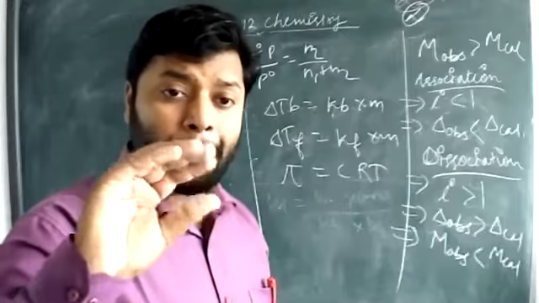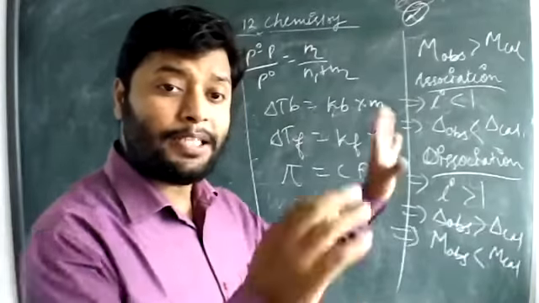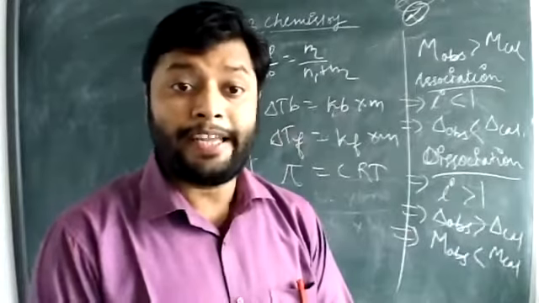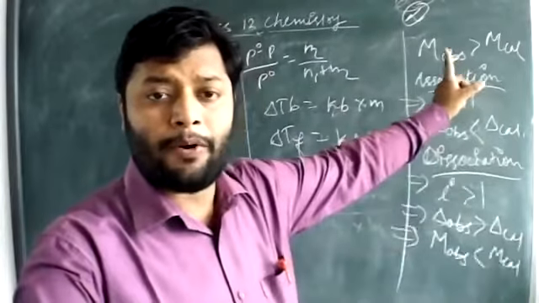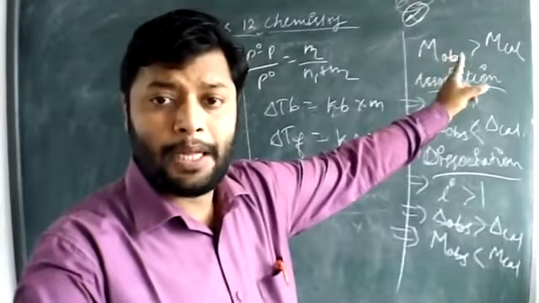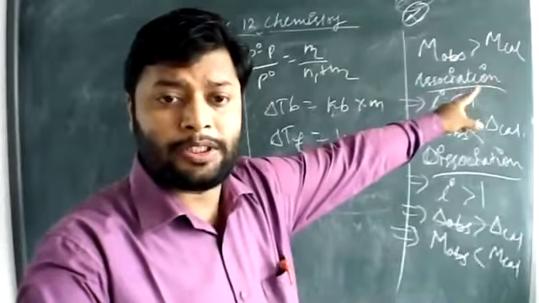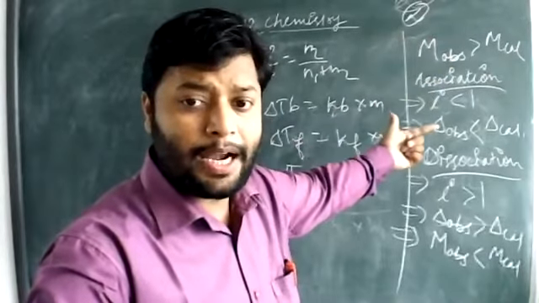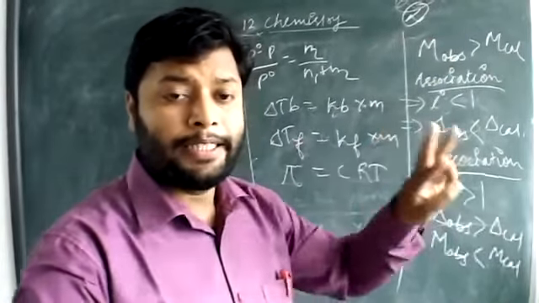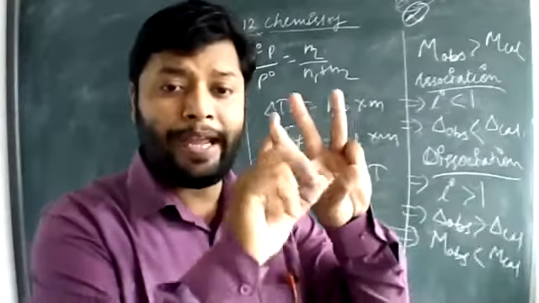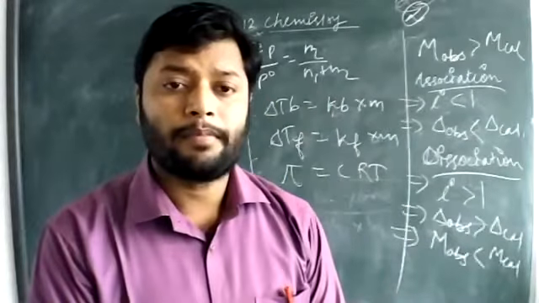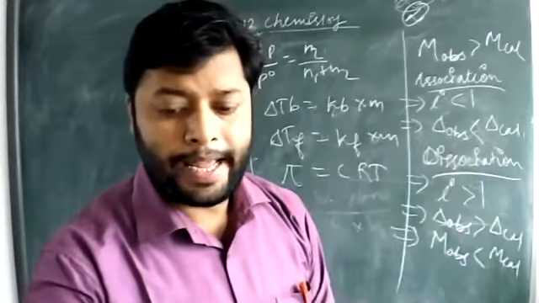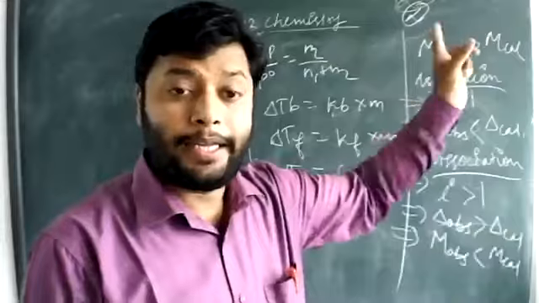But the observed or abnormal value must be calculated with the help of the van't Hoff factor, because the factor makes a correction for the abnormalities. So the abnormal molar mass observed must be greater in the case of association. You can guess on the basis of molar mass, on the basis of the van't Hoff factor, and on the basis of the colligative properties. These are the three different ways to make sense of whether it is association or dissociation.